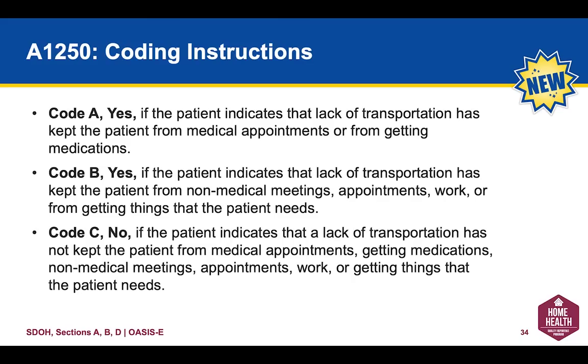The assessor will check code A, yes, if the patient indicates that lack of transportation has kept them from medical appointments or getting medications, and/or code B, yes, if the patient indicates that lack of transportation has kept them from non-medical meetings, appointments, work, or from getting things that they need. If the patient indicates that a lack of transportation has not kept them from medical appointments, getting medications, non-medical meetings, appointments, work, or getting things that they need, the assessor will check code C, no.